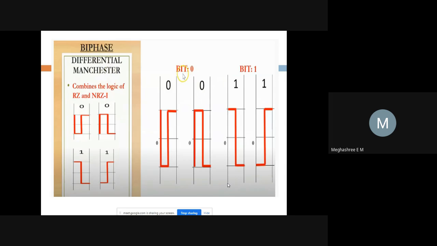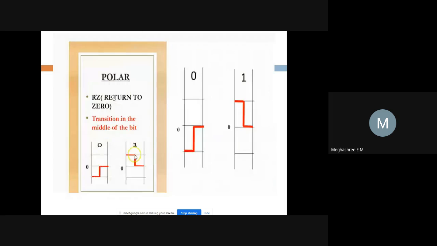So the last method under biphase is differential Manchester. This differential Manchester follows the logic of return to zero and NRZ inversion. So you have to remember the logic of RZ. What does it mean? There is a transition in the middle of the bit. Correct. Next, what is non-return to zero inverted? What does it mean? The logic that is followed under invert, you have to follow.